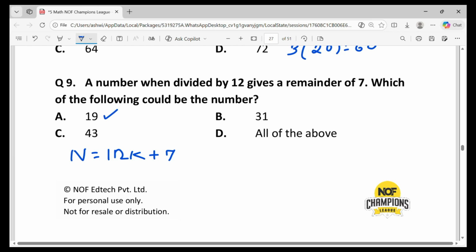The equation is true. For B, 31, the equation is true. And for C, 43, the equation is true. Since all of these are true, the answer is D, all of the above.